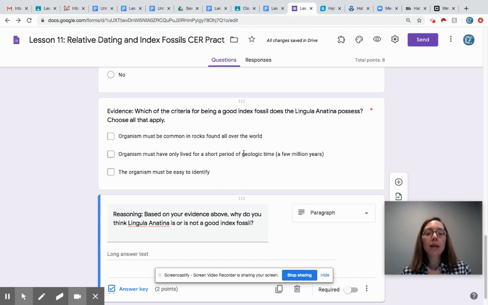And then finally, based on your evidence, why do you think it is or is not a good index fossil? Give me an explanation. This is worth 8 points. Again, not due until next class.